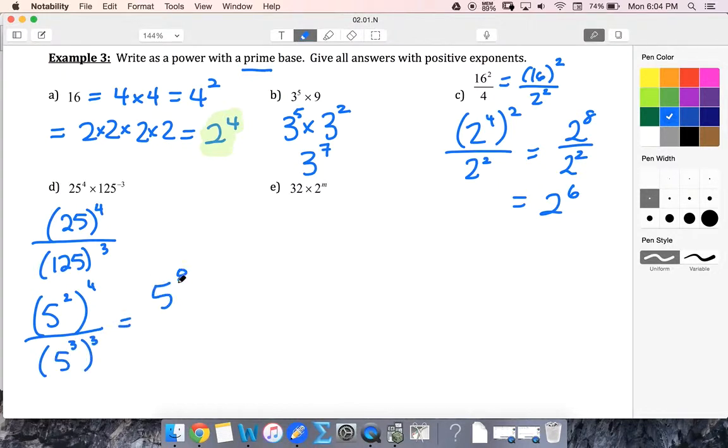Up top, I've got 5 to the 8th. In the bottom, I've got 5 to the 9th. I have more 5s in the bottom. When they all cancel out, I'm left with one 5 in the bottom.